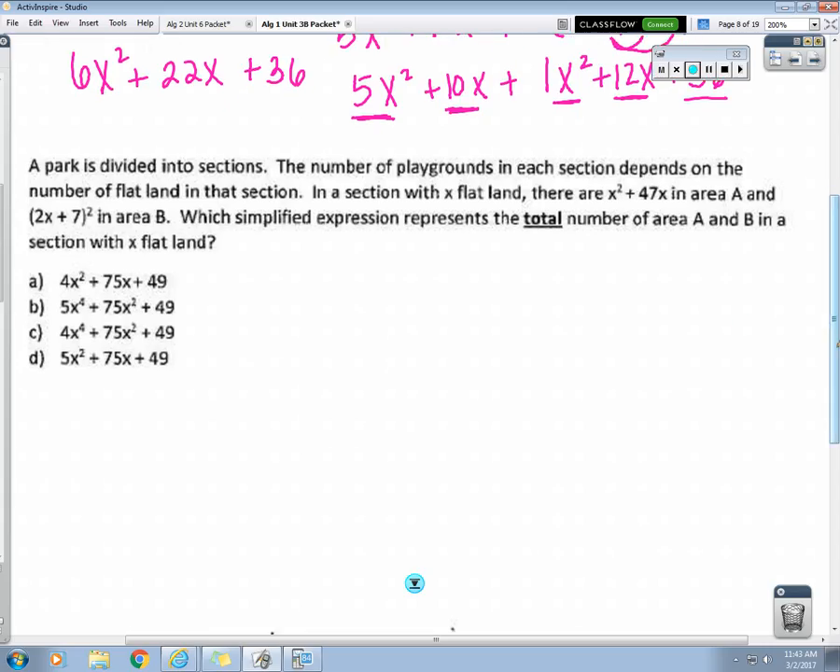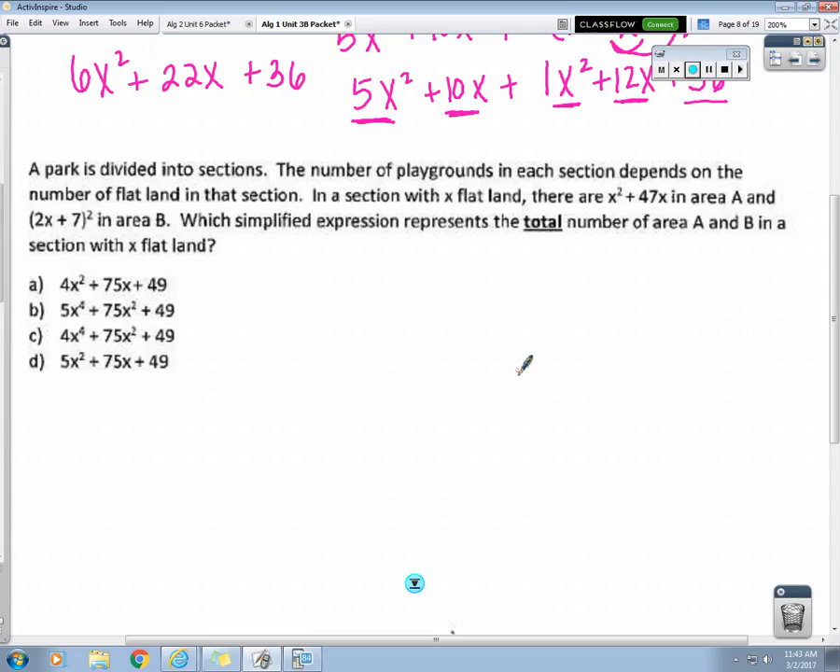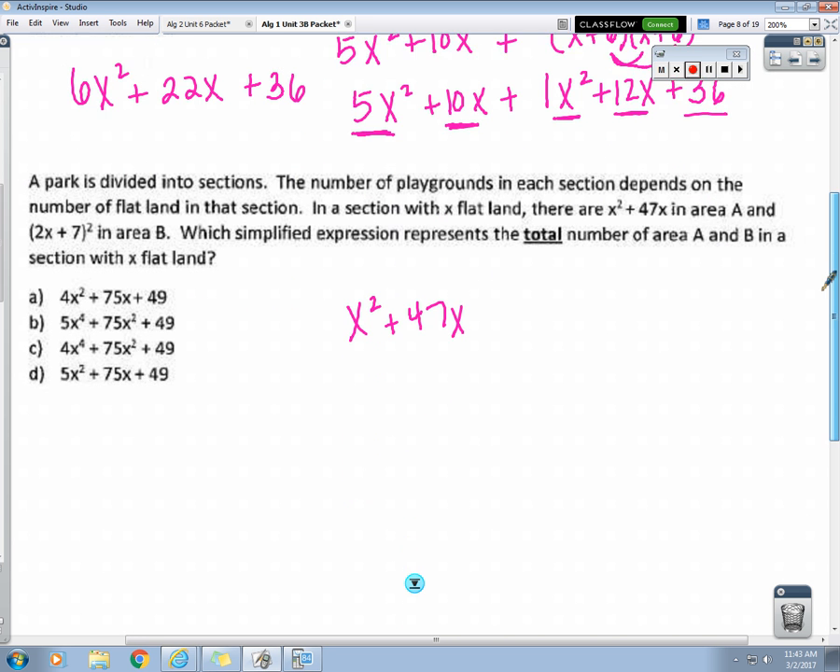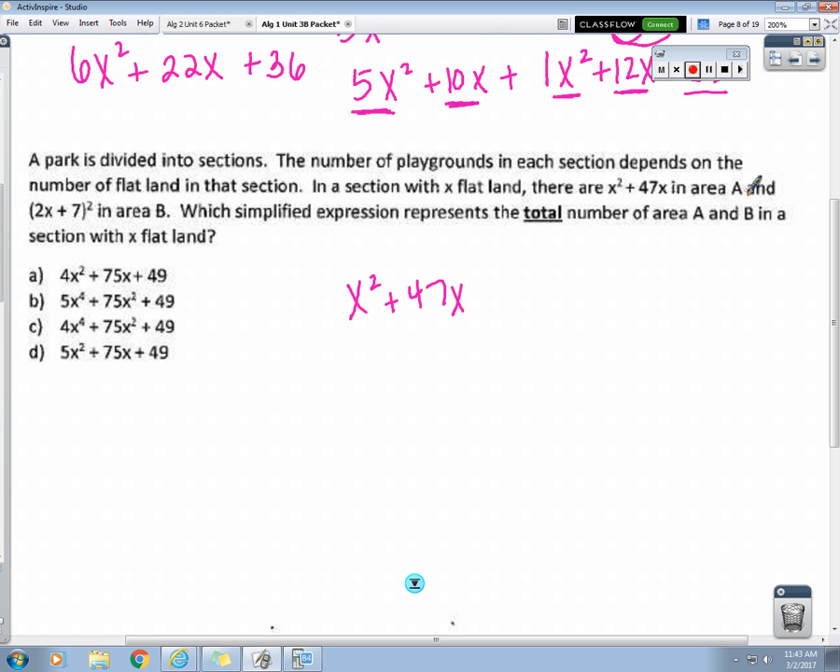Okay, now you try number 7. Quiet. Alright, a park is divided into sections. The number of playgrounds in each section depends on the number of flat land in that section. In a section with x flat land, there are x squared plus 47x. That should say something after it, but I'm not sure. In area A. And there are 2x plus 7 squared in area B. What simplified expression represents the total, which means we need to add them up?